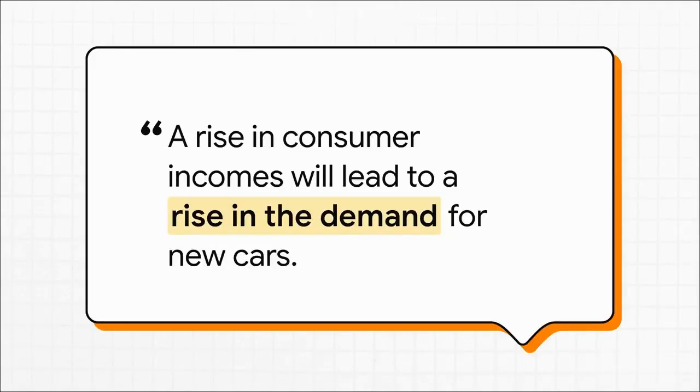Okay, take a look at this statement. This is a perfect example of a positive claim. And why is that? Because it's a testable hypothesis. We can literally go out, collect the data on incomes and car sales, and see if the evidence backs it up. It's a claim about how the world works that we can actually verify.